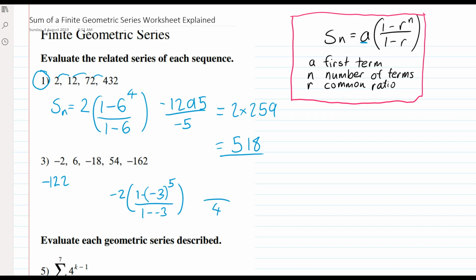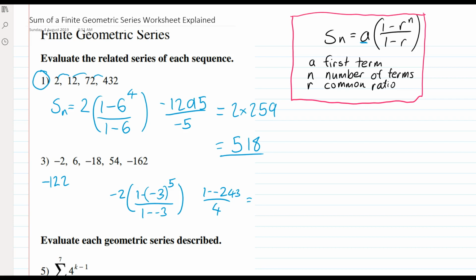Here 3 to the power of 5 equals 243. So we've got 1 minus 243. Now I know that's going to be a minus because a minus number to an odd power gives me a minus answer. Now here I actually add those up.